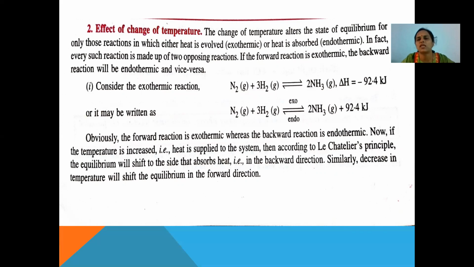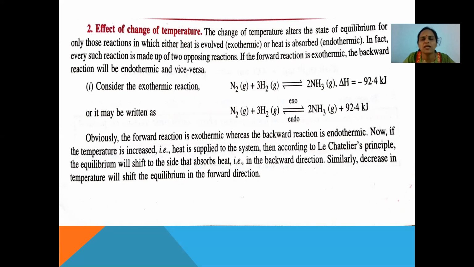So you can consider an exothermic reaction, N2 plus 3H2 gives 2NH3. The value of delta H here is minus 92.4 kilojoules per mole. So here the reaction is exothermic in nature. For exothermic reactions, remember, low temperature is favorable. If you apply low temperature, the reaction favors the forward direction.